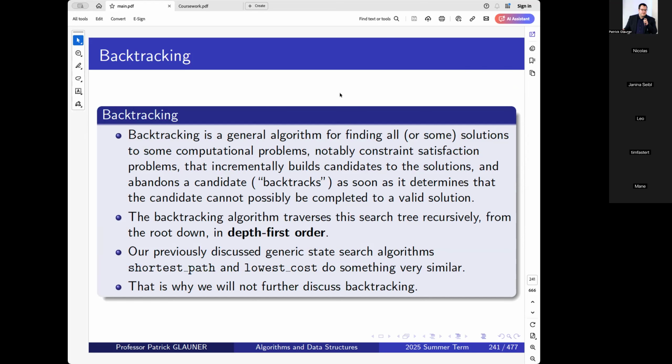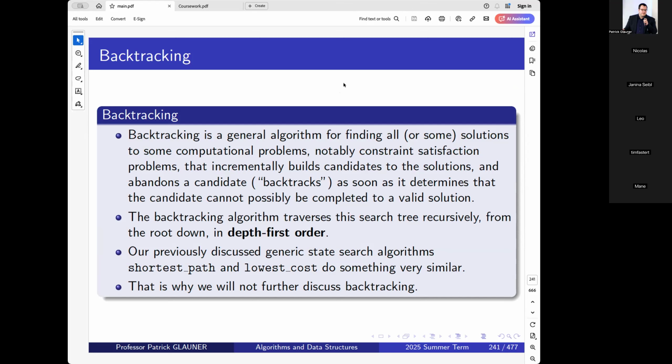Technically speaking, backtracking is something slightly different to the shortest path and the lowest cost, but we have done more or less that already with our highly generic algorithms, shortest path and lowest cost. That's why in this course, we only have one slide about backtracking, just to quickly introduce the term in case you come across it. Maybe I have even used it in the lecture when we talked about shortest path and lowest cost, when we go back and try a different action.